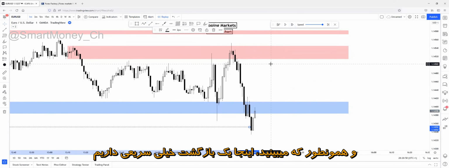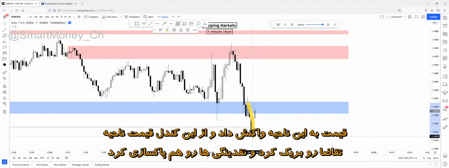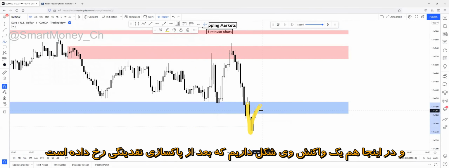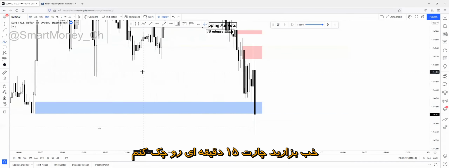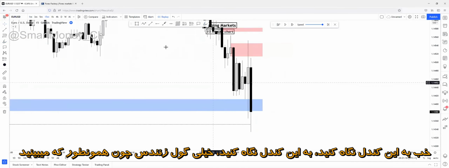So as you can see, there's an aggressive rejection and V-shaped recovery. As you can see, this was a reaction on this demand zone. Price broke below this demand zone, swept the liquidity to the downside, and here's a huge rejection, a V-shaped recovery after this sweep of the liquidity. So let me just check the 15-minute chart. I've already seen that. Yeah, let's take a look at this candle.